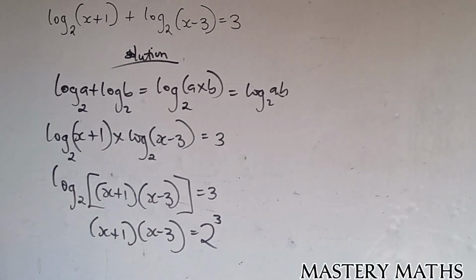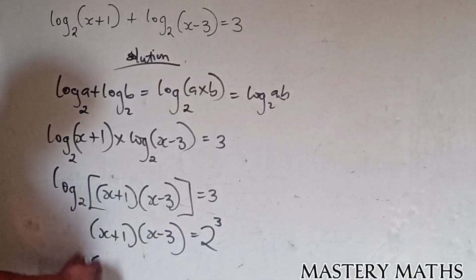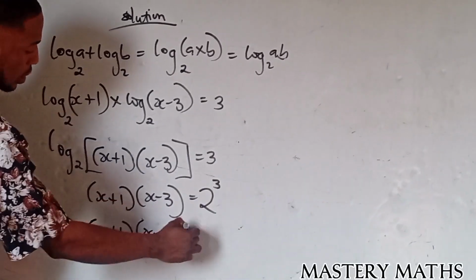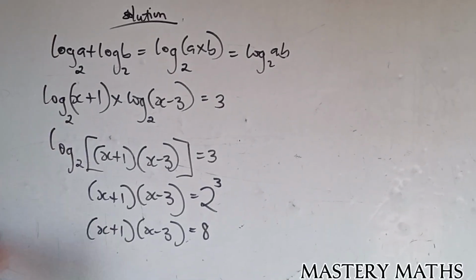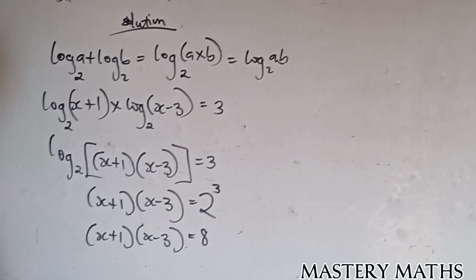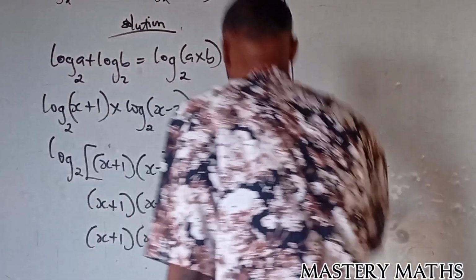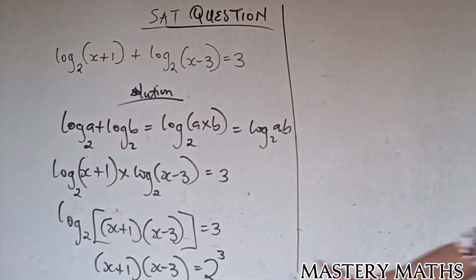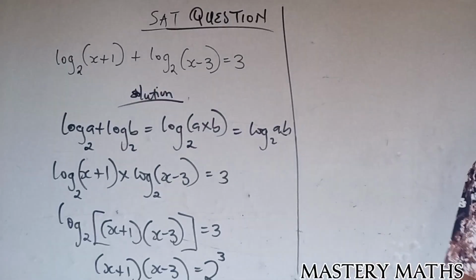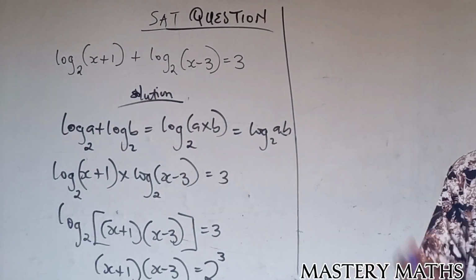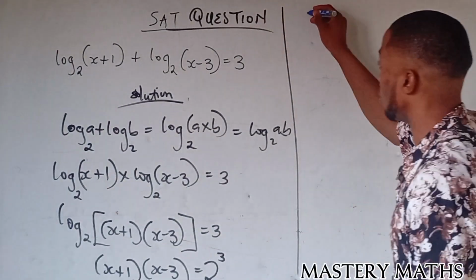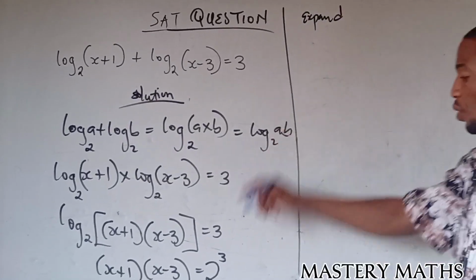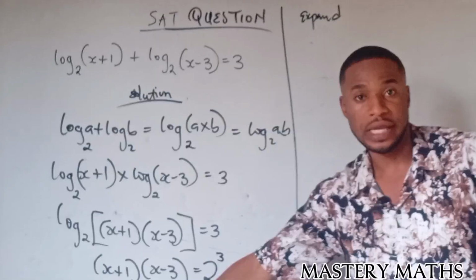Now what should you do here? This will become your (x + 1)(x - 3). 2 raised to the power of 3 is 8. So we have 8 here. Now having done this, what should we do next? Now we need to expand. It brings us to expansion of numbers. How do we expand this? We use this to expand this.